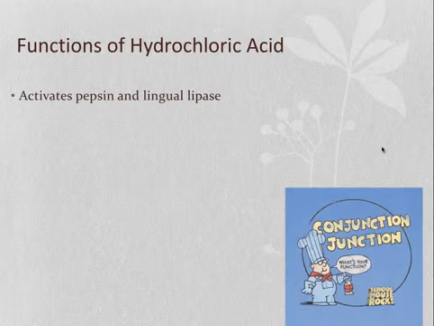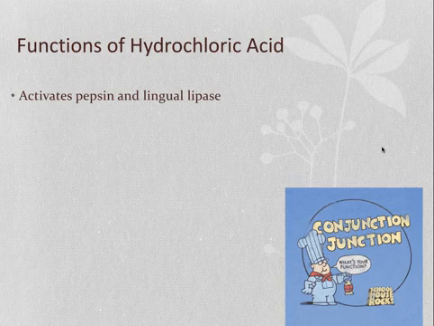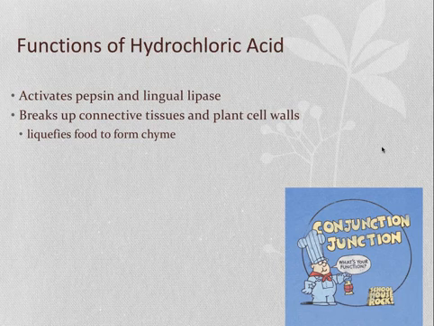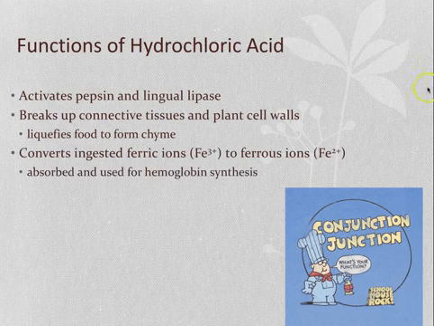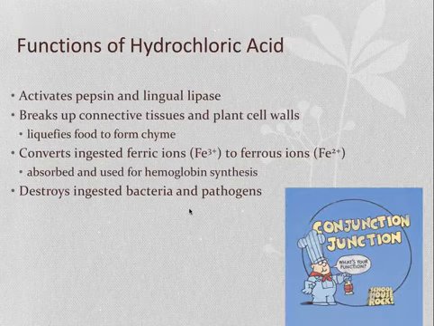So what does hydrochloric acid do? Well, again, it activates the pepsinogen, right? It turns it from the inactive pepsinogen into the active pepsin. It activates the lingual lipase. Remember we said that the lingual lipase works best at a pH of about 2. It helps break up the connective tissues and plant cell walls, right? It's forming that chyme. It'll actually convert ferric ions to ferrous ions, and these can then be absorbed and used in making new red blood cells. It helps destroy bacteria and pathogens. Again, a pH of 2 is a very low acidic pH. It kills quite a bit of things, not everything, but quite a bit. Okay, so those are the basic functions of hydrochloric acid, very important to us.